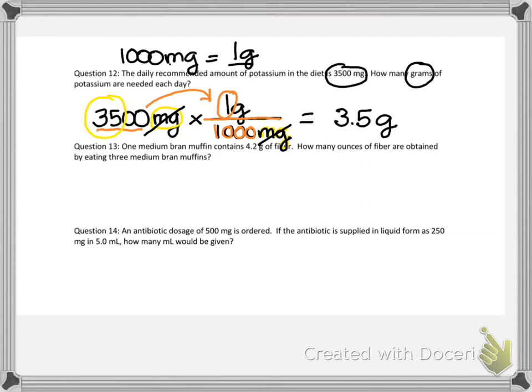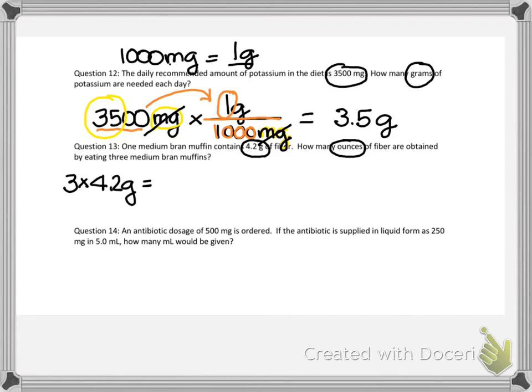Okay, so let's start over. It says 1 medium bran muffin contains 4.2 grams of fiber. Okay, that's what I'm given. I have 4.2 grams. How many ounces of fiber, that's what I'm looking for, are obtained by eating 3 bran muffins? Okay, so if I have 3 muffins, I have 3 times 4.2 grams.